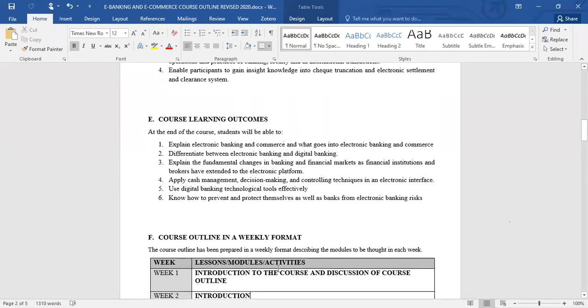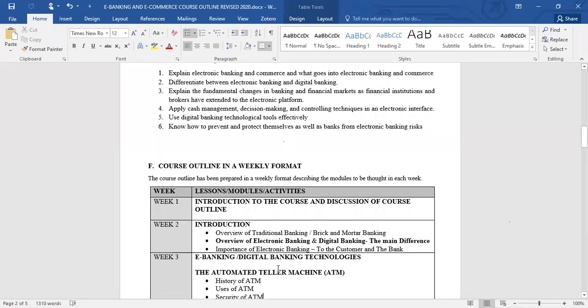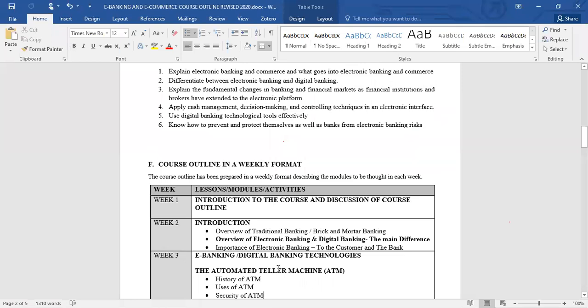So let's look at how the topics will be by the weeks. You see that the first week is for introduction to the course and discussion of the course outline. That is exactly what we are doing. The second week, we will have introduction again, but this time with regards to electronic banking. Electronic banking basically takes like 60% of the course.